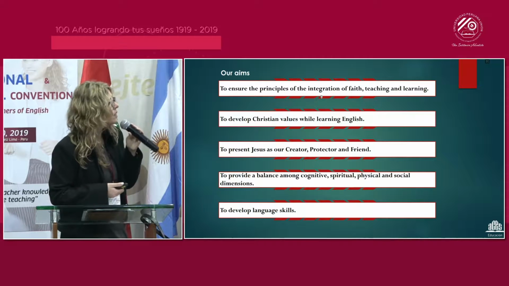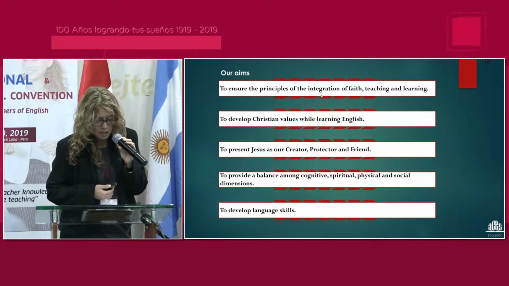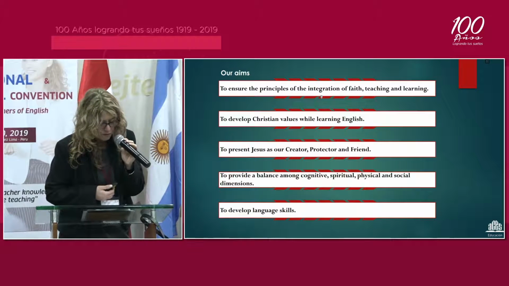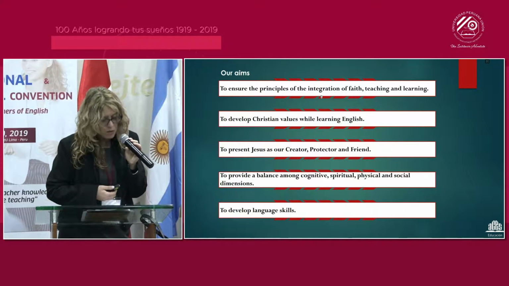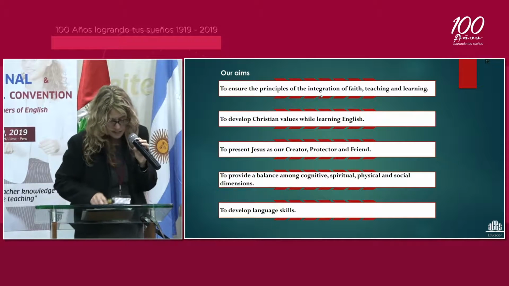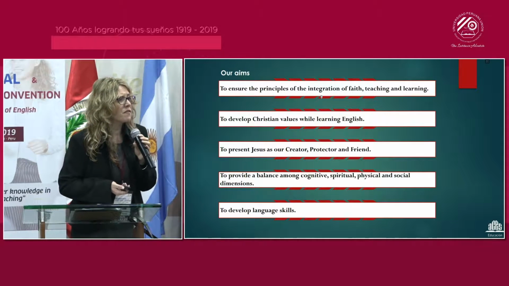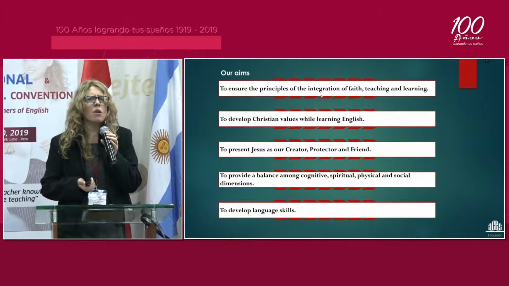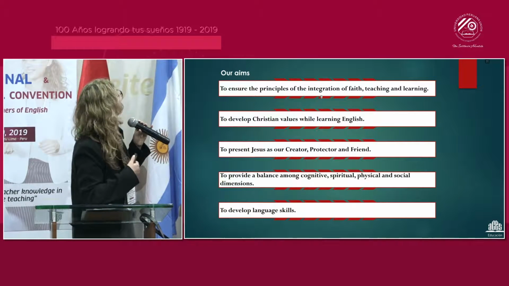And the activities have been designed to develop the student's mind in the acquisition of a foreign language, to learn through practice and by doing, physically, to interact with peers, and to see Jesus, especially, as part of our daily lives. But how can we achieve this? One question is, how can we put this theory into practice?